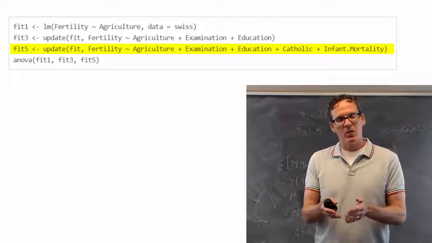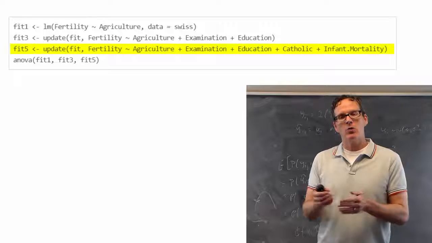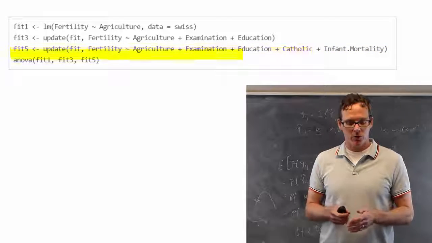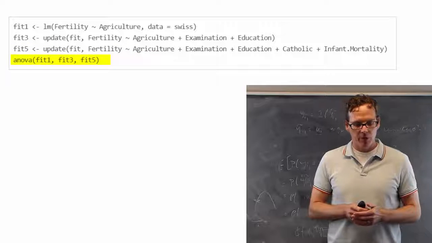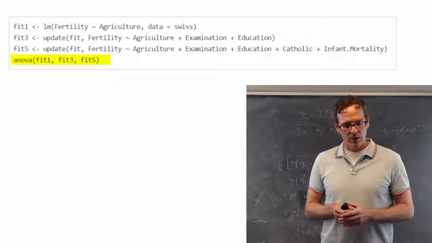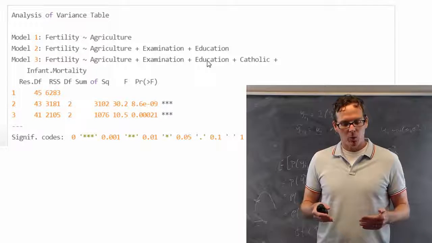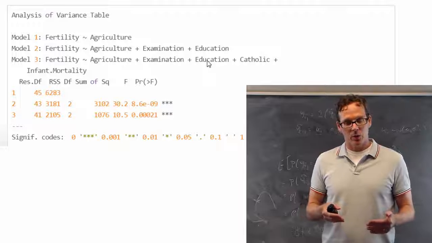The point being, in this case, you can test whether or not the inclusion of the additional set of extra terms is necessary with the ANOVA function. So I do ANOVA, fit1, fit3, and fit5. That's what I named them, 1, 3, 5. And then you see down here what you get is a listing of the models, model 1, model 2, model 3, and then it gives you the degrees of freedom.